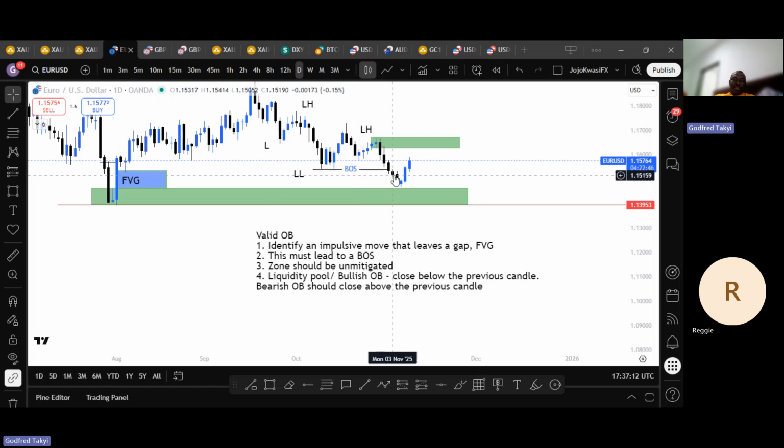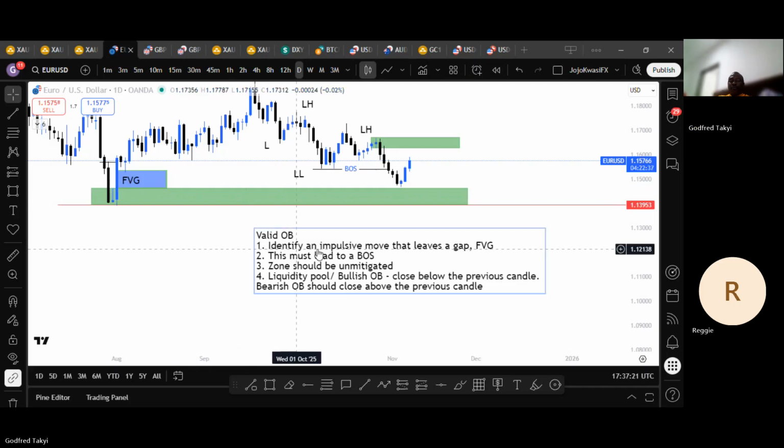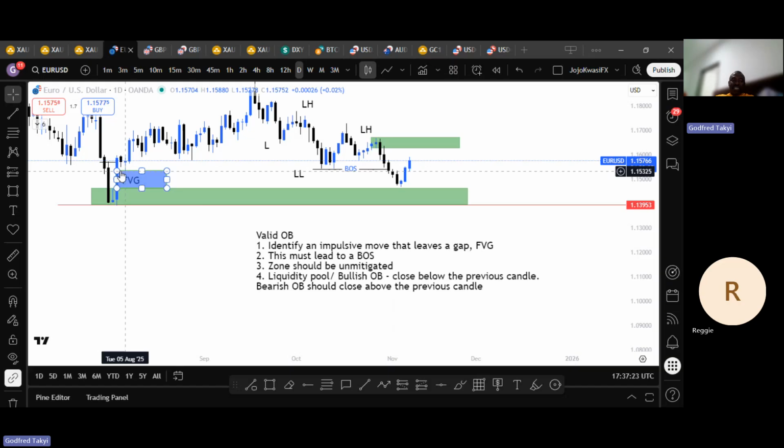So price tends to always come back to the gaps. So when you have a zone which has a gap in front of it, it's a high probable zone. Then the second point is that it must lead to a break of structure, which it did here.